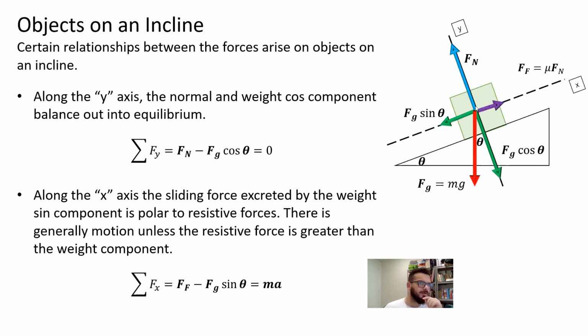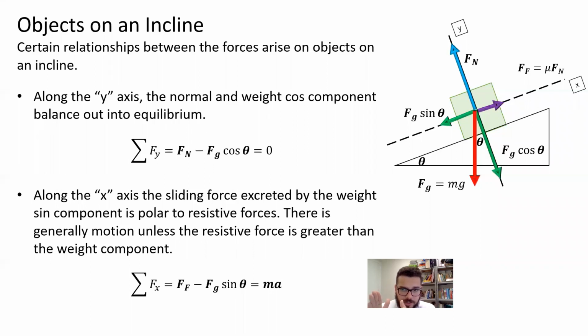So we can use the purple vector to represent friction. That could be anything. It could be a string tied to the box. It could be the actual friction. It could be air resistance. It could be anything. It's anything that's trying to stop the sine component of the weight vector from pulling that box down the ramp.